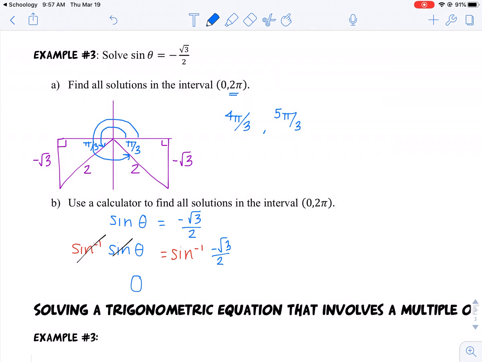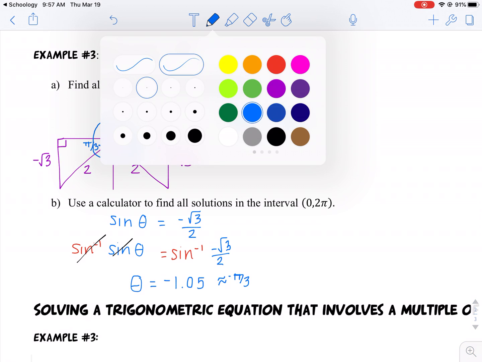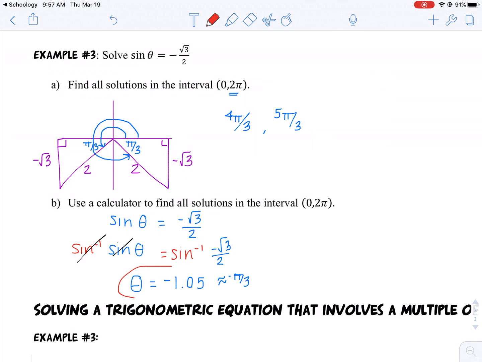So my angle of sine inverse negative root 3 over 2. You should be getting about negative 1.05. Now, using my calculator, I can see this is really negative pi over 3. Well, that should bring up some questions, because that's not my two angles I found above. Well, think about it. This is not in the restriction. This is a negative angle.